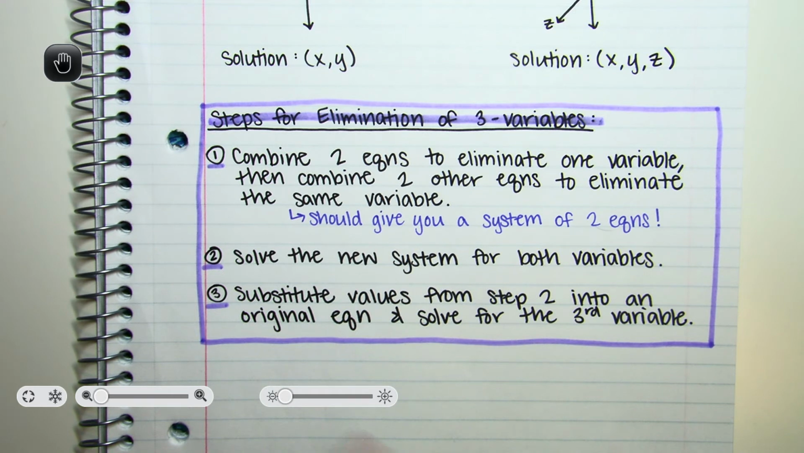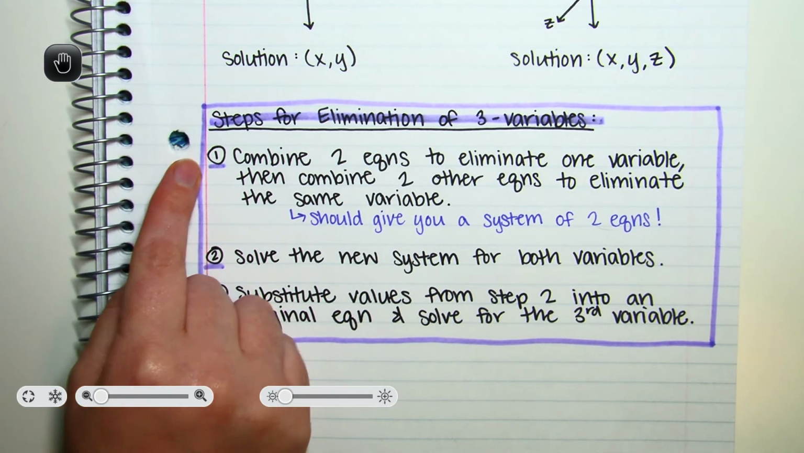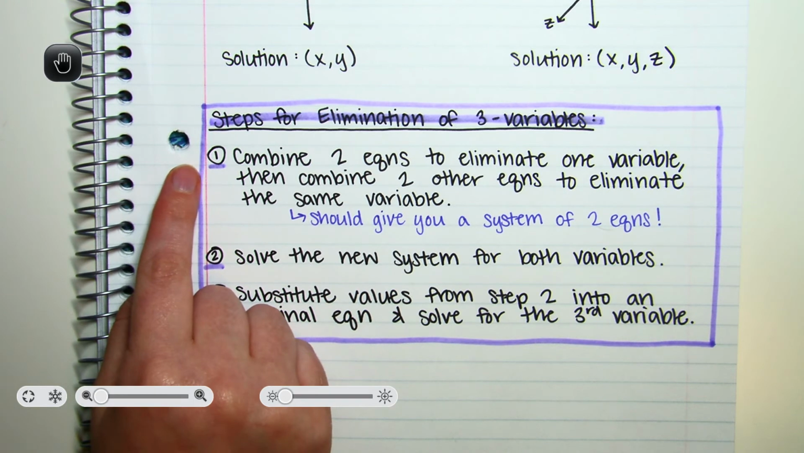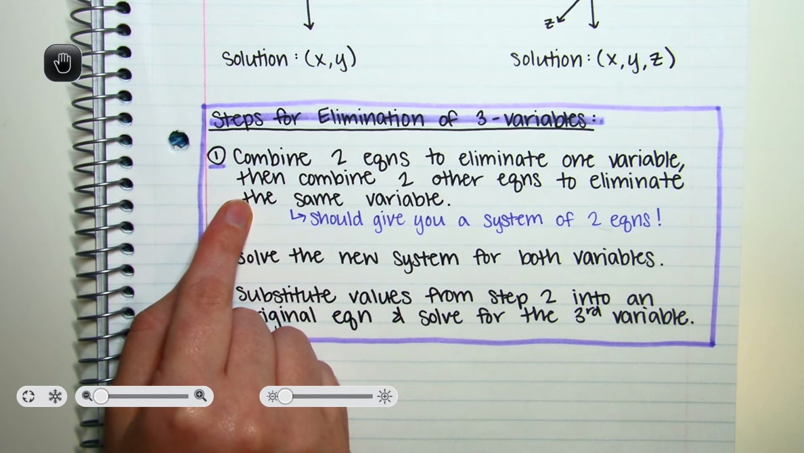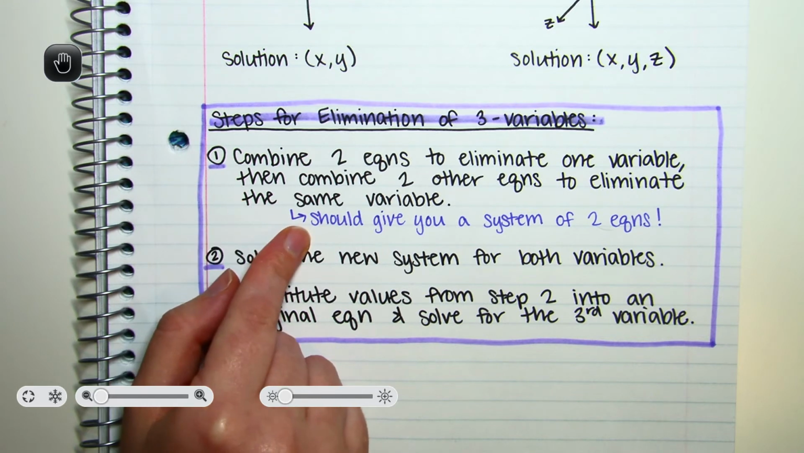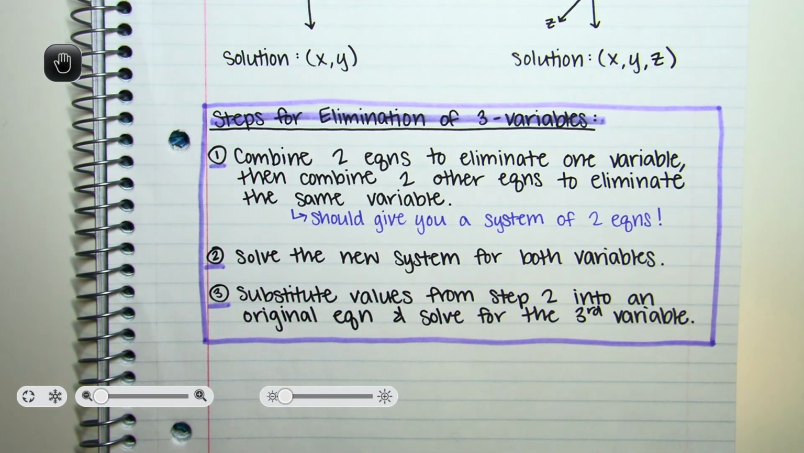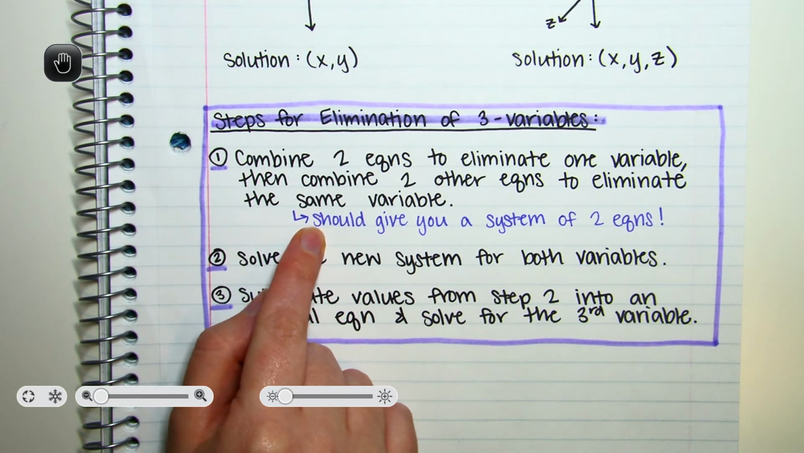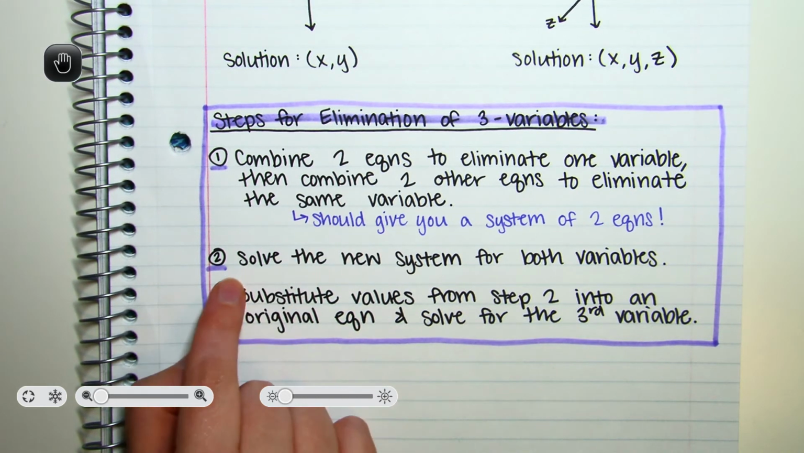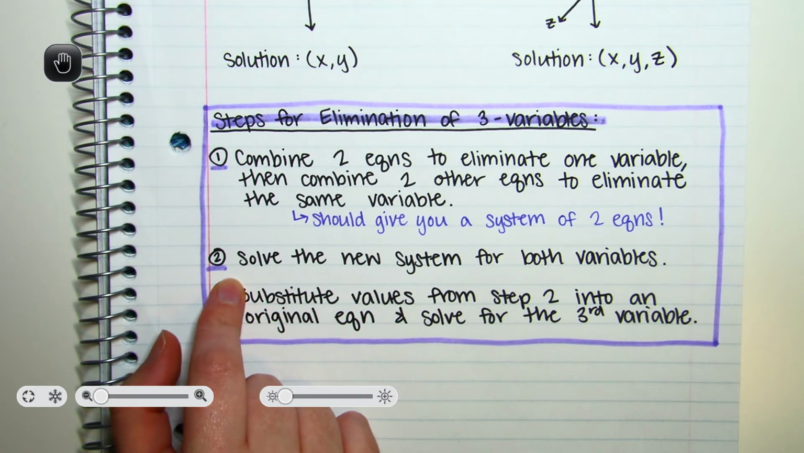All right, so the first step for solving these is to combine two equations to eliminate one variable, then combine two different equations to eliminate the same variable. In other words, this should give you a system of two equations, and that we know how to solve from our last lesson, solving systems using substitution and elimination. So our goal is to get this big, scary looking three variable system into a two variable system that we know how to solve. Once you've done that, step two is to solve that new system for both variables. You can do that using substitution or elimination.